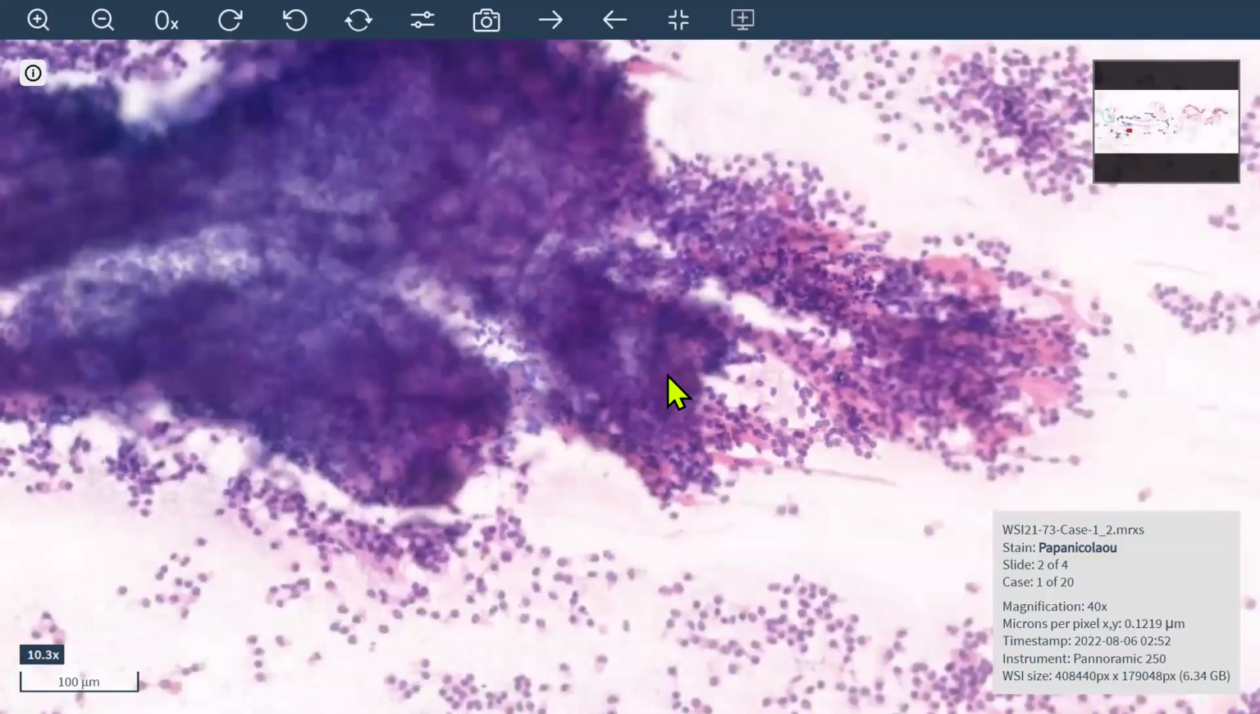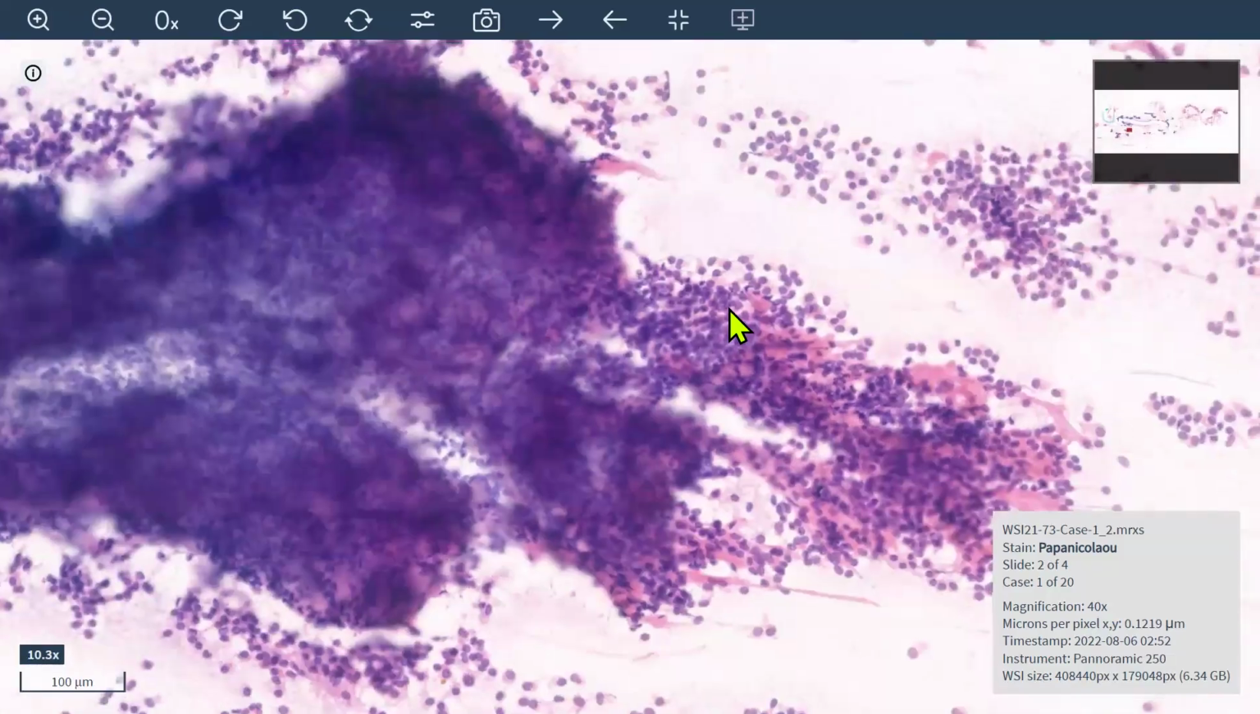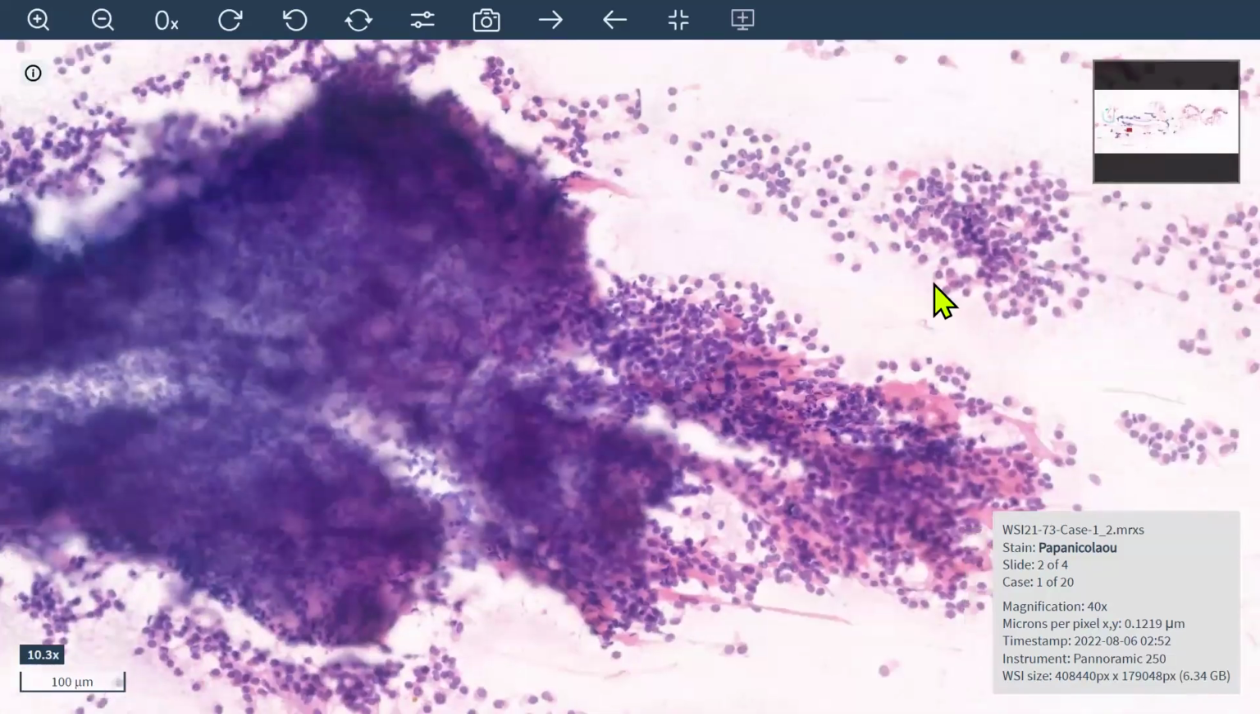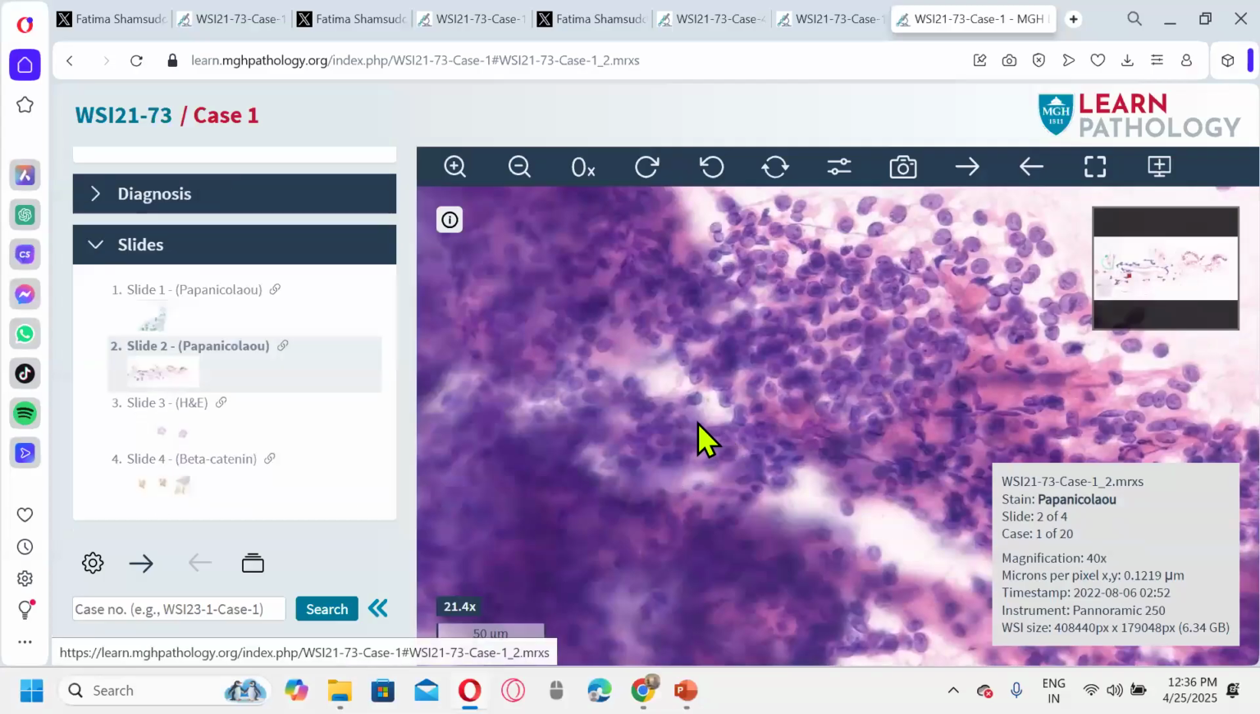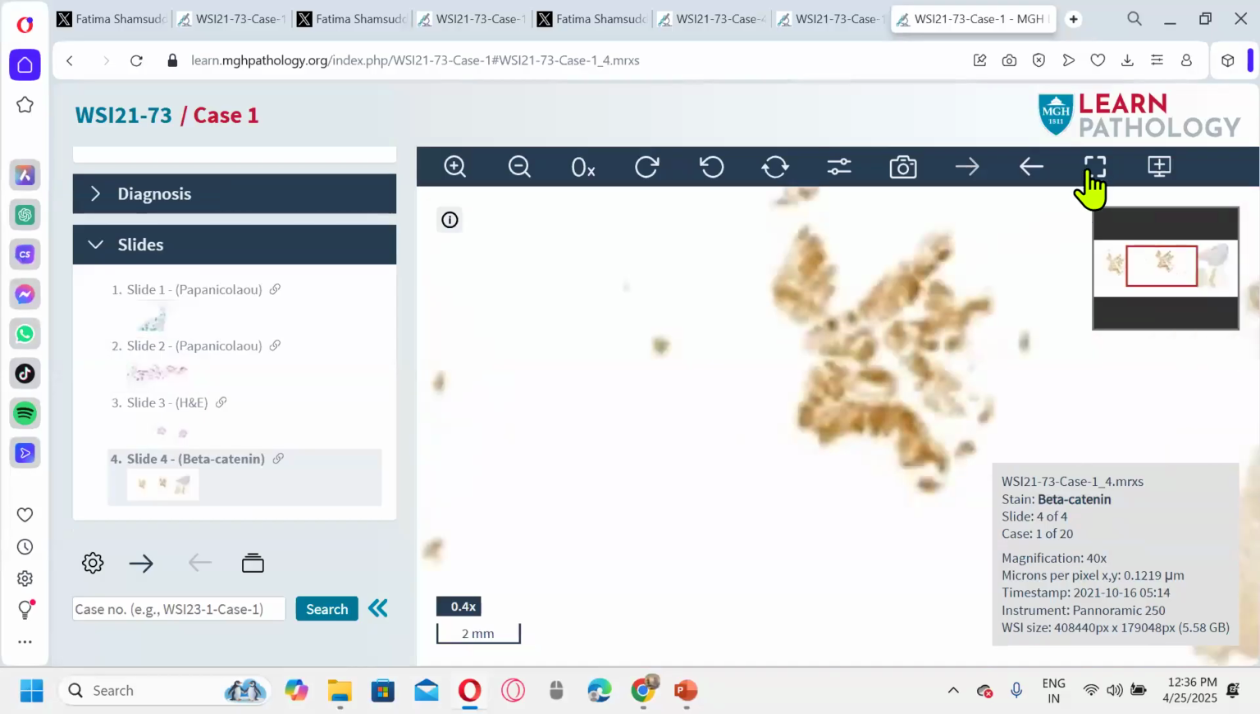You may get confused. Is it a neuroendocrine? Is it an acinar cell? See, you're seeing these papillae. And I think they have done a beta-catenin. See how beautiful it is, the beta-catenin.